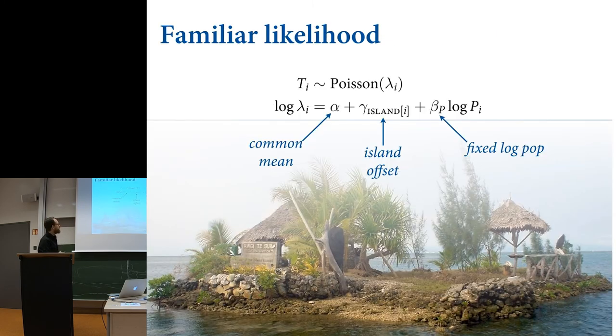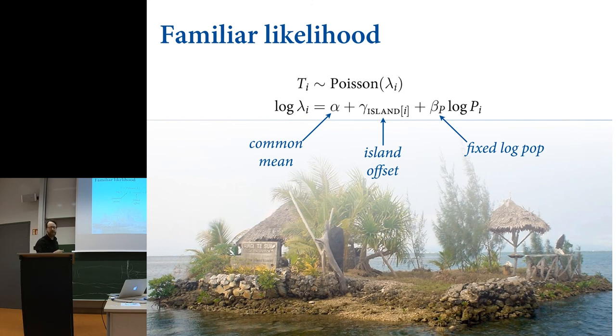Okay, so what's the model look like? It looks like a varying-intercept model. We've got a Poisson outcome up top. Poisson models conventionally use a log link. That's what I'll use here. So the log average number of tools for a society comes from a linear model where there's some average number of tools, and then there's an island offset. I'm going to call this gamma now.